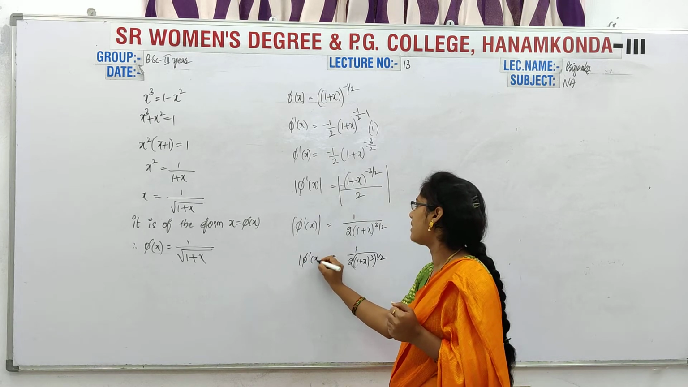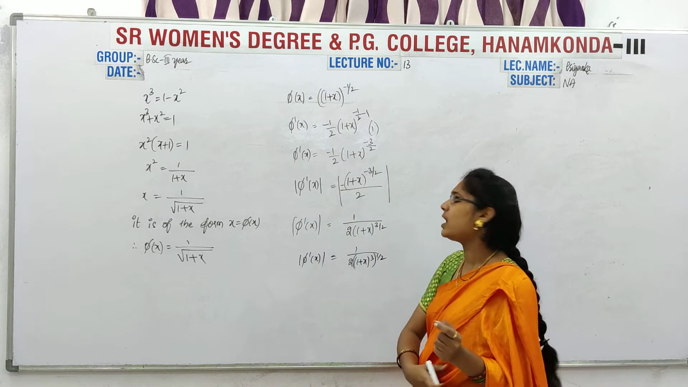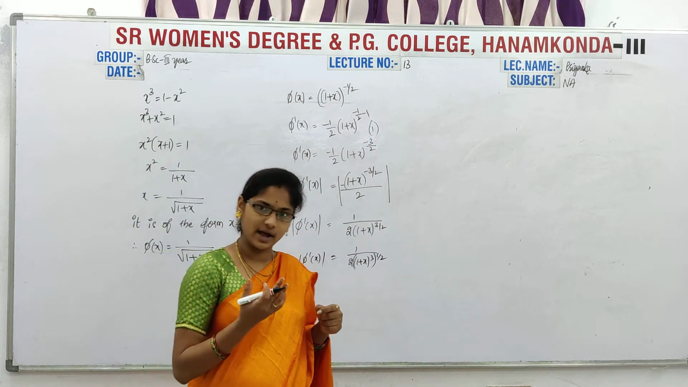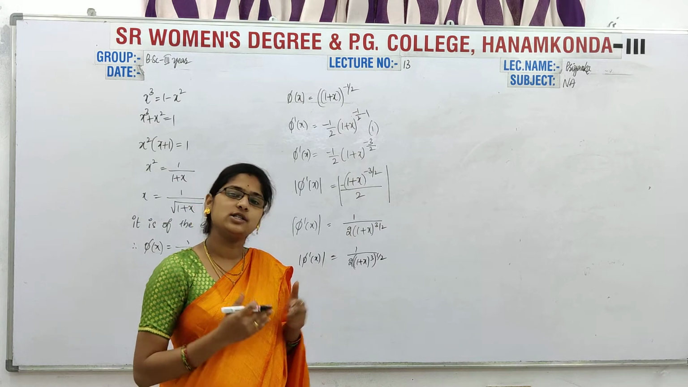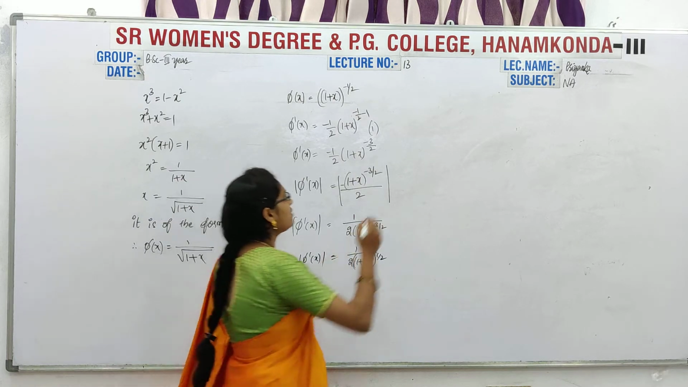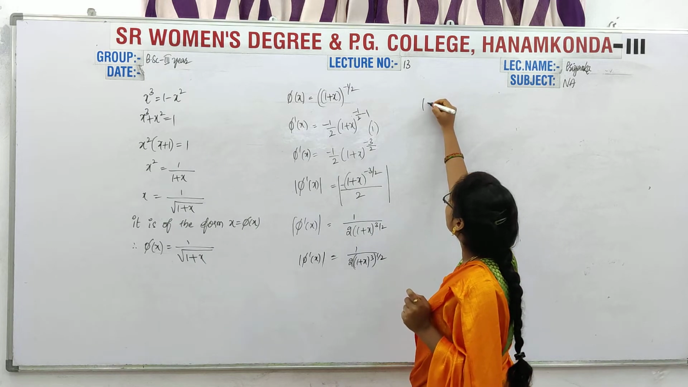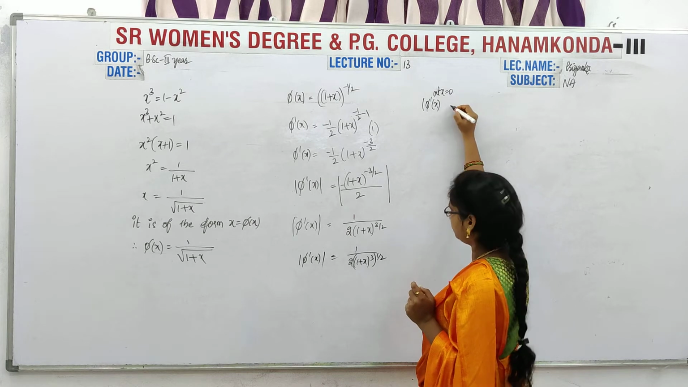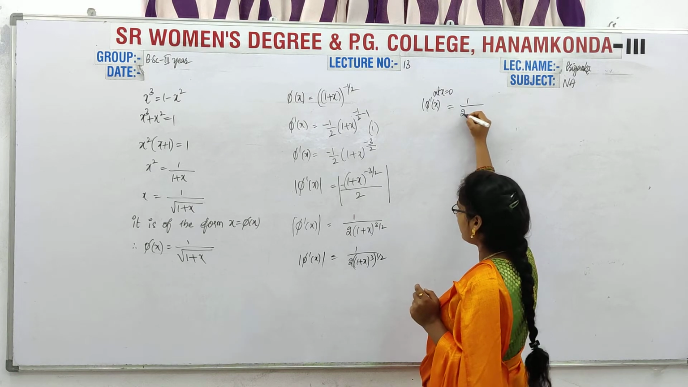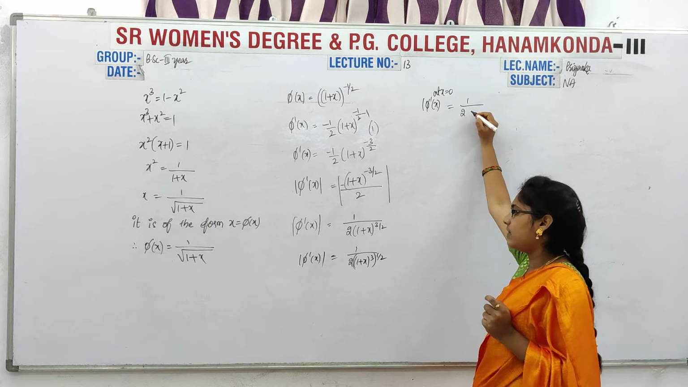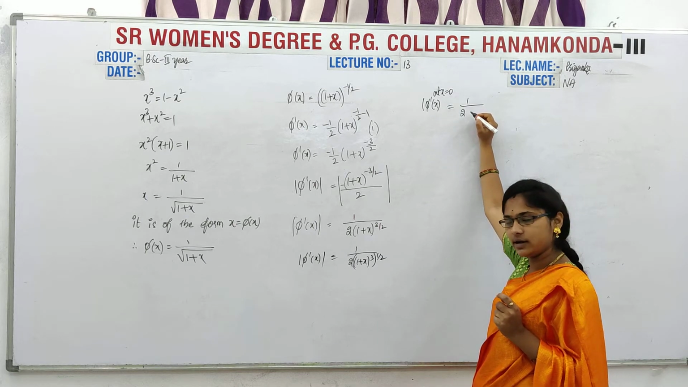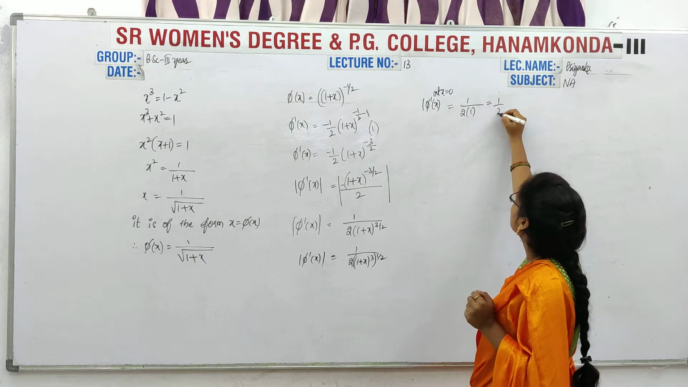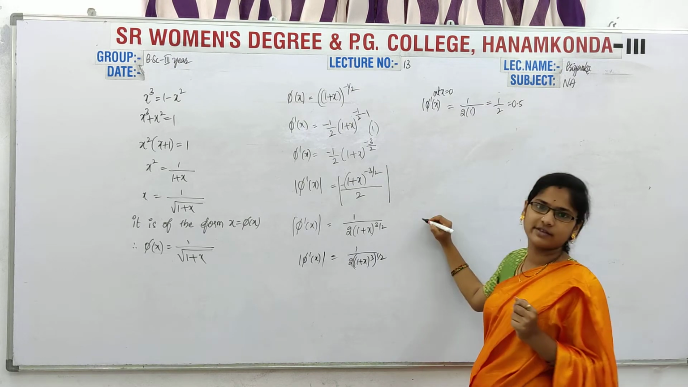So now here the interval is 0 comma 1. When I am taking 0 and 1, the 1 is the maximum value, the supremum value in the interval, and 0 is the minimum value. Now if I put x equal to 0, then what will I get? Phi dash of x at x equal to 0 will be 1 by 2 of 1 plus 0 is 1, whole cube is 1, whole power 1 by 2 is 1. Now simply it is 1 by 2, 0.5.